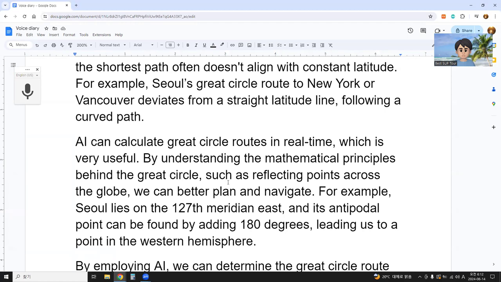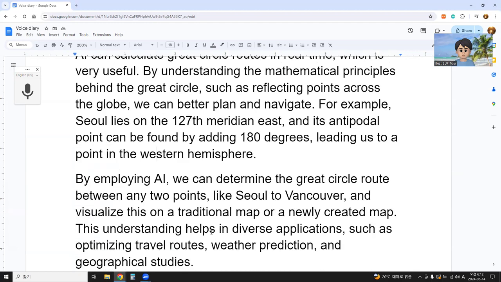By understanding the mathematical principles behind the great circle, such as reflecting points across the globe, we can better plan and navigate. For example, Seoul lies on the 127th meridian east, and its antipodal point can be found by adding 180 degrees, leading us to a point in the western hemisphere. By employing AI, we can determine the great circle route between any two points, like Seoul to Vancouver, and visualize this on a traditional map and on our newly created map.